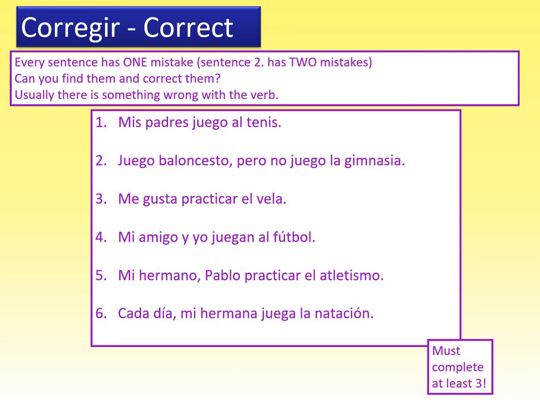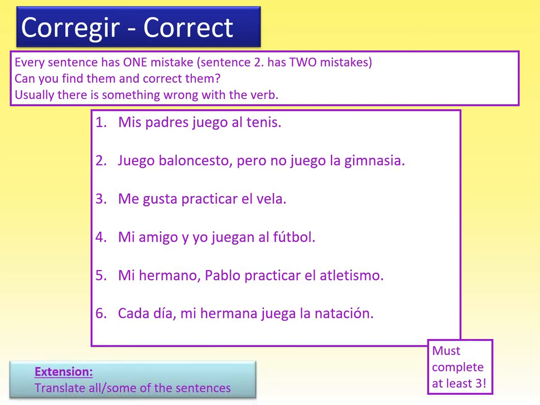Usually there is something wrong with one of the verbs in the sentence. So let's look at the first one, for example, together. You want to pause to give yourself time to have a look at it and then continue. So, mis padres juego al tenis. Mis padres are my parents. Juego, the O is there. The verb ends in O, that means I. So my parents, I play tennis. That doesn't make sense. So there's a problem with the verb there. Therefore it should be juegan.